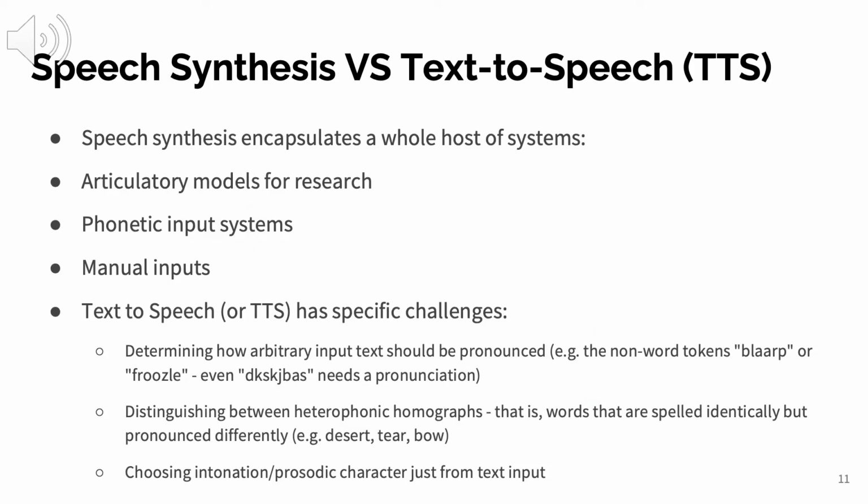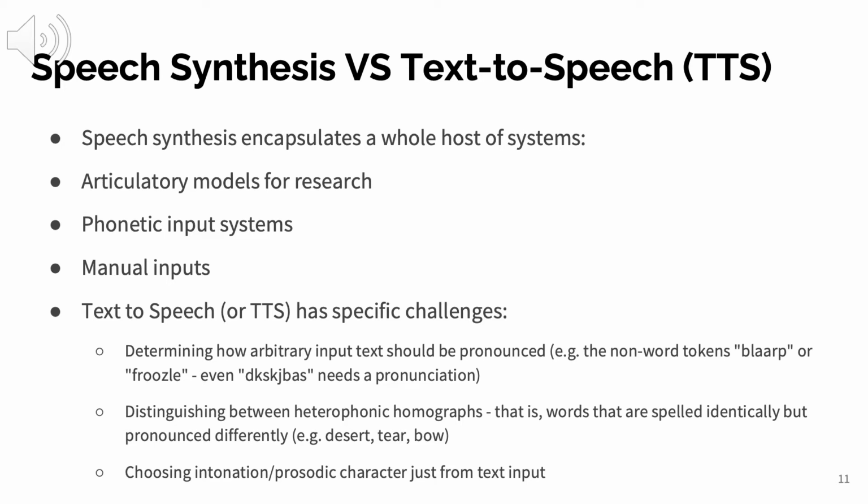So in terms of speech synthesis versus text-to-speech, speech synthesis encompasses a whole bunch of different systems. So this is things like articulatory models for research. These are really detailed models of the vocal tract. So these are useful for studying things like dysphonia. Basically, if your vocal folds aren't working right, or your ability to constrict certain parts of your vocal tract is reduced, let's say certain muscles aren't working anymore, this is a way of analyzing the way that you might be able to compensate for that.